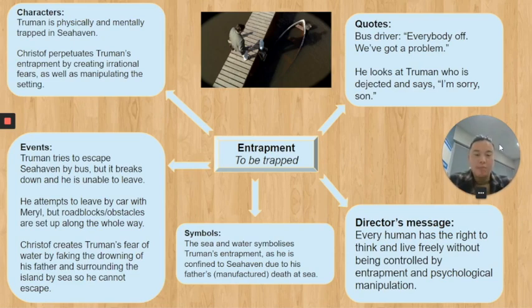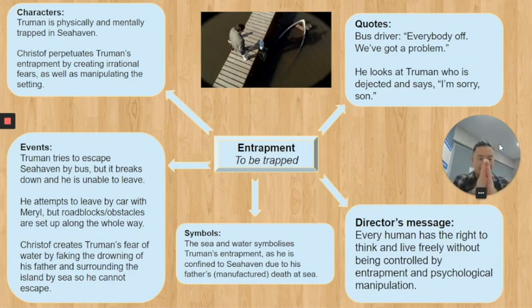I also looked at the symbol of the sea and water because the sea and water sometimes symbolizes freedom because it sort of symbolizes the vast expanse of the sea. But in this case, in the film, it actually symbolizes trauma and entrapment. And last but not least, I think what the director Peter Weir's message is through entrapment is that every human has the right to think and live freely without being controlled by entrapment and psychological manipulation.